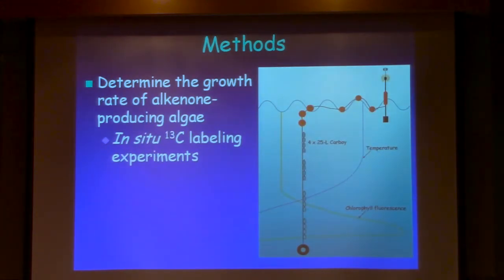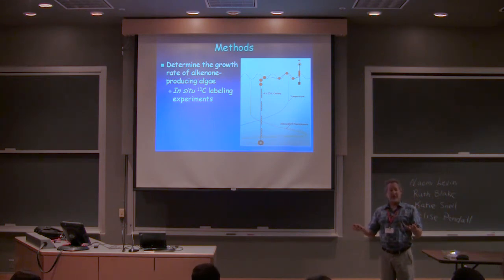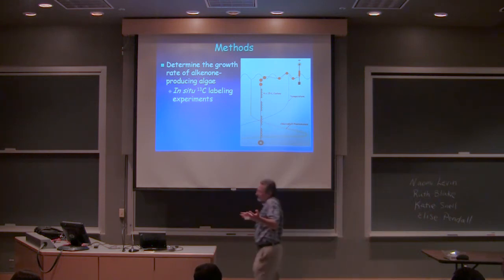The other thing we did is we measured the growth rate of the alkanone-producing algae by using a simple method of putting in a little bit of 13C labeled bicarbonate. So we collect water from depth, put it in some jugs, add a little bit of 13C labeled bicarbonate, and then put them back out in the ocean, let them float around for 24 hours, and bring them back, filter it, and see how much of that bicarbonate was taken up into the alkanone.